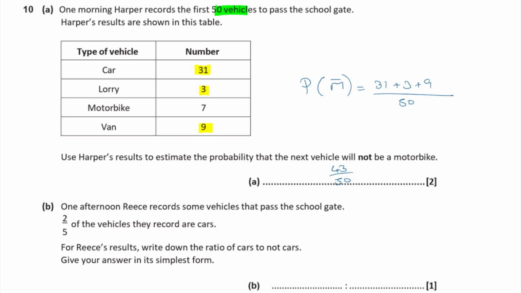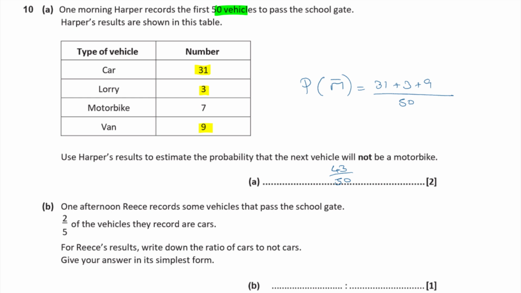Part B says, one afternoon, Reese records some vehicles that pass a school gate. 2/5 of the vehicles they record are cars. For Reese's results, write down the ratio of cars to not cars. Give your answer in the simplest form.